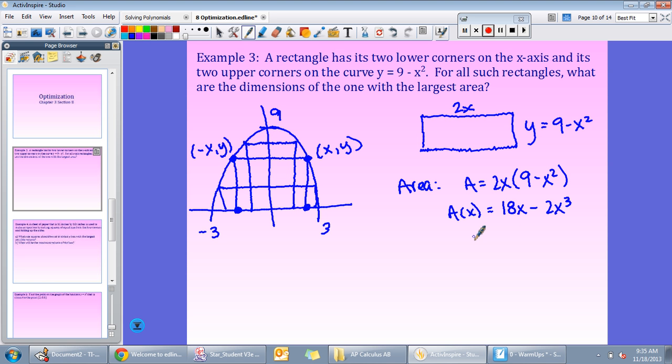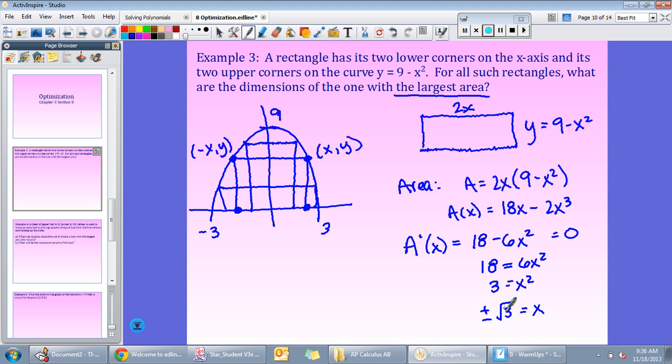So to optimize, or get the largest area, we want to find the relative maximum. We want to take the derivative of A of x and set it equal to 0 and find the relative maximum. So A prime of x equals 18 minus 6x squared, set that equal to 0. 18 equals 6x squared. 3 equals x squared. So plus or minus the square root of 3 equals x.